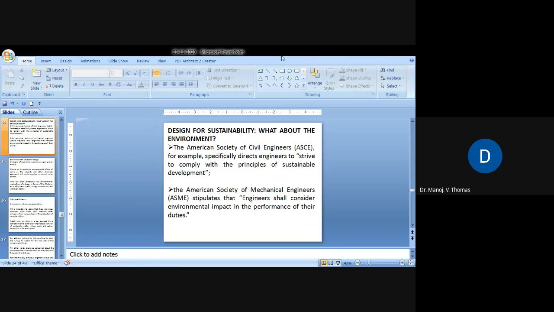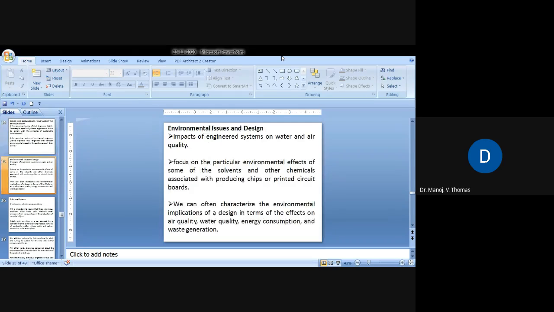Then design for sustainability. This is the last topic, design for sustainability. That is, what about the environment? The American Society of Civil Engineers says engineers should strive to comply with the principles of sustainable development. The American Society of Mechanical Engineers says engineers shall consider environmental impact in the performance of their duties. So in environmental issues and design, we look at the impacts of the engineered system on water and air quality, and focus on the particular environmental effects of some of the solvents. Say for example, an industry might produce some solvents or chemicals while producing chips or printed circuit boards.